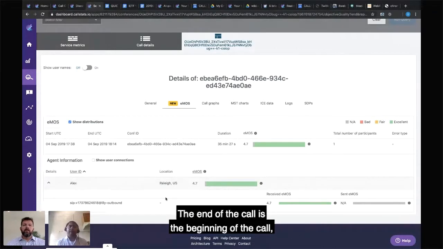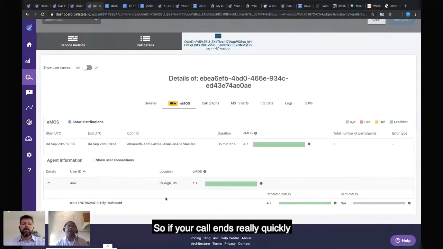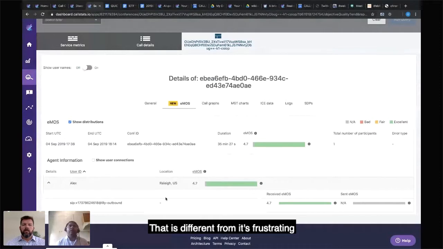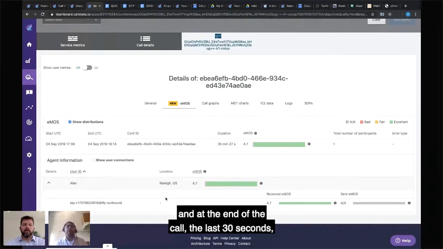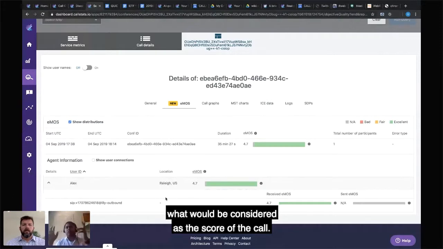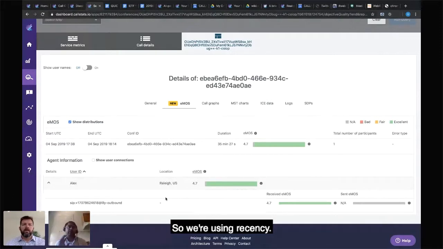The end of the call is the experience of the call. So if your call ends really quickly and that was unanticipated, you get the same results as before. But it was trying to cover the fact that if you have a 15-minute call and it may not be very great, but you can hear each other and converse and get stuff done, that is different from it being frustrating and you close the call early. So the score leans towards the end of the call. If you had a very good call and the last 30 seconds to 1 minute was really terrible, it covers the fact that the last 5 minutes is what would be considered the score of the call, right? I use 5 minutes just as an example, so we're using recency.